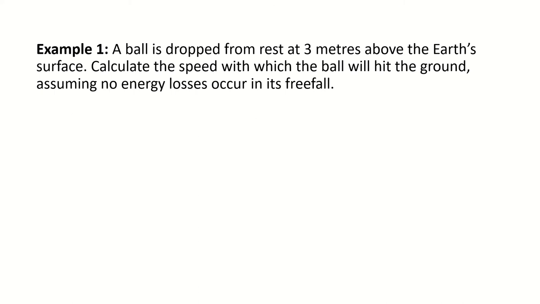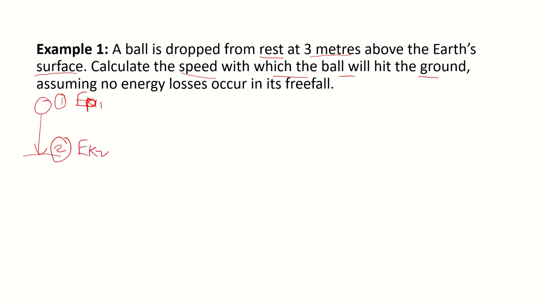So we're going to do a couple of calculation examples. First one: a ball is dropped from rest, so it's got an initial speed of 0, at 3 meters above the Earth's surface. Calculate the speed with which the ball will hit the ground. All that's happening is we have a ball and it's being dropped. At the top, at position 1, we only have potential energy because it's stationary. At the bottom, we're going to have all kinetic energy.